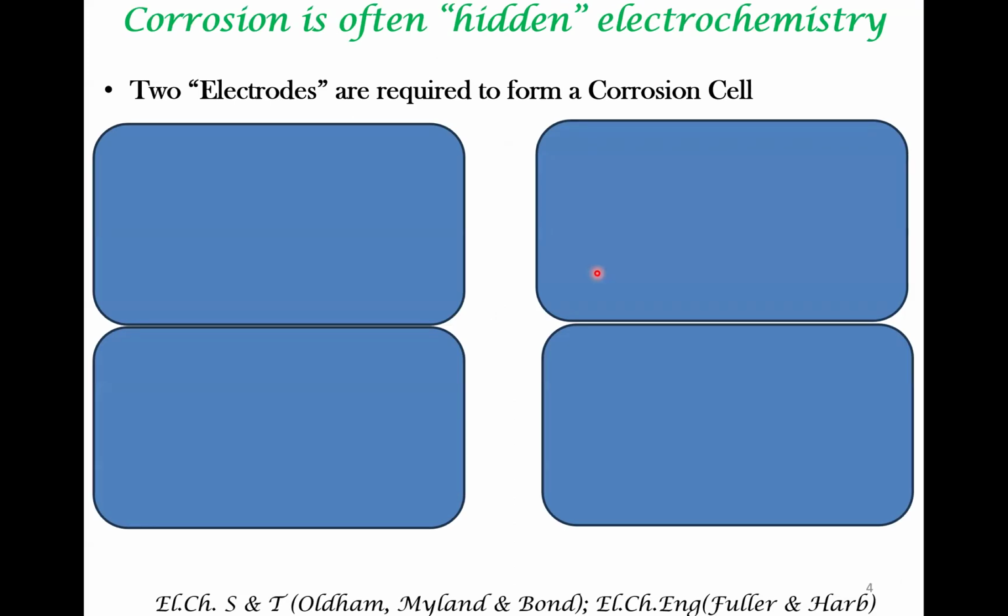So, corrosion can also be looked at in a different way. It is often the case that electrochemistry is hidden from plain sight when you look at corrosion. What do you mean by that? So, when you look at electrochemistry, the presence of two electrodes is obvious, and these two electrodes are separated via an electrolyte.